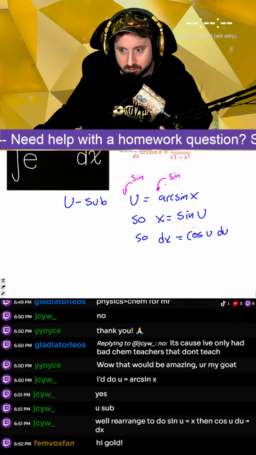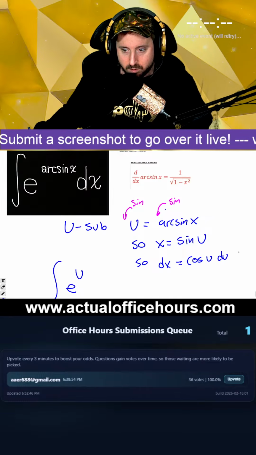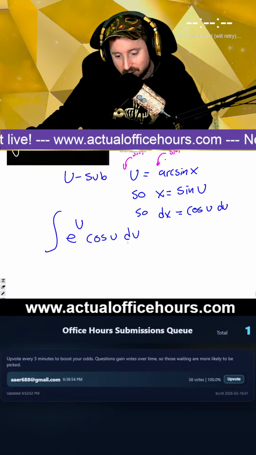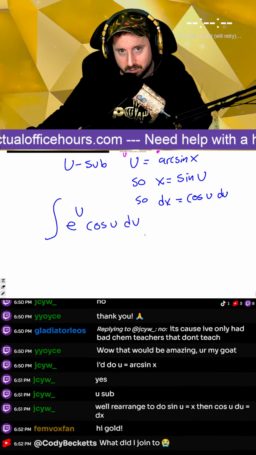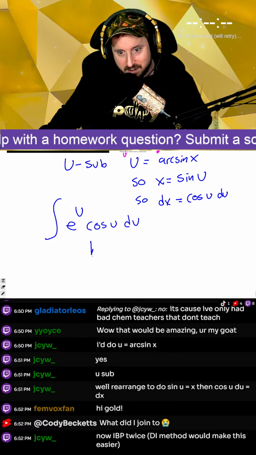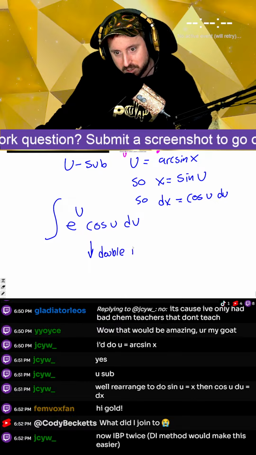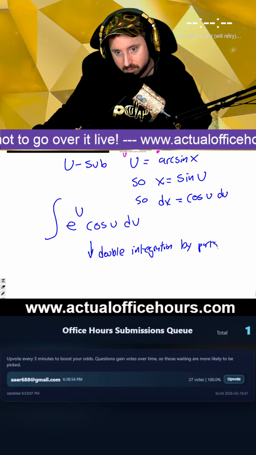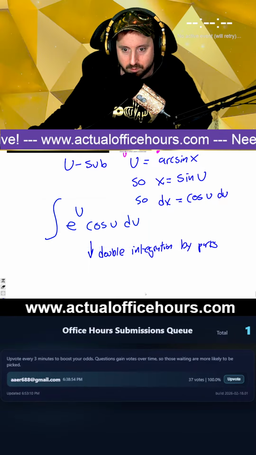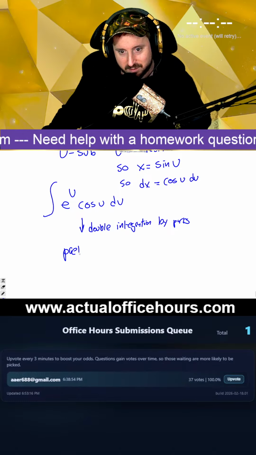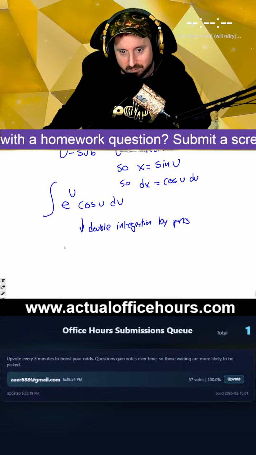Okay, so now let's rewrite this integral. So now I have e to the u, and then dx is cosine u du. Oh, beautiful. Yes, and now this is double integration by parts. It's cyclical. It's actually kind of cool. This works. The problem is that we used everything in terms of u.